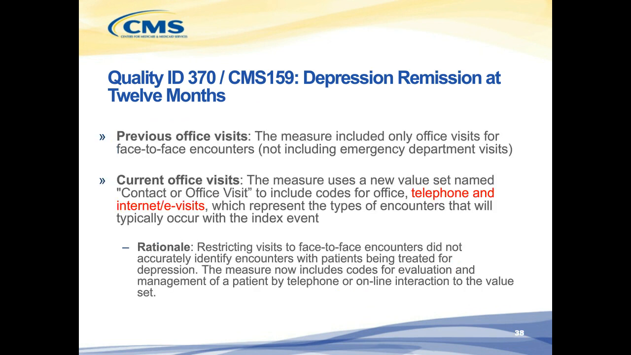Another change that was made was to revise the value set to define encounters. The measure previously used only office visits or face-to-face encounters, not including emergency department visits. The new version of the measure uses a new value set named contact or office visit that includes codes for office, telephone, internet, and e-visits, which represent the types of encounters that will typically occur with the index event. And the rationale for this is that restricting visits to face-to-face encounters did not accurately identify encounters with patients being treated for depression. The measure now includes these codes for evaluation and management of a patient by telephone or online interaction to the value set.